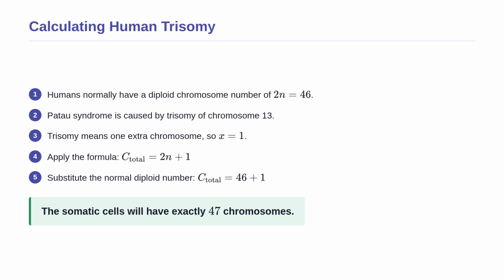Next, we recall that trisomy means there is 1 extra copy of a single chromosome. Therefore, we choose the formula for trisomy, which adds 1 to the normal diploid number. We substitute 46 into the equation and add 1. This gives us a final answer of 47. This single extra chromosome disrupts the delicate balance of gene expression, leading to the severe developmental challenges associated with Patau syndrome.